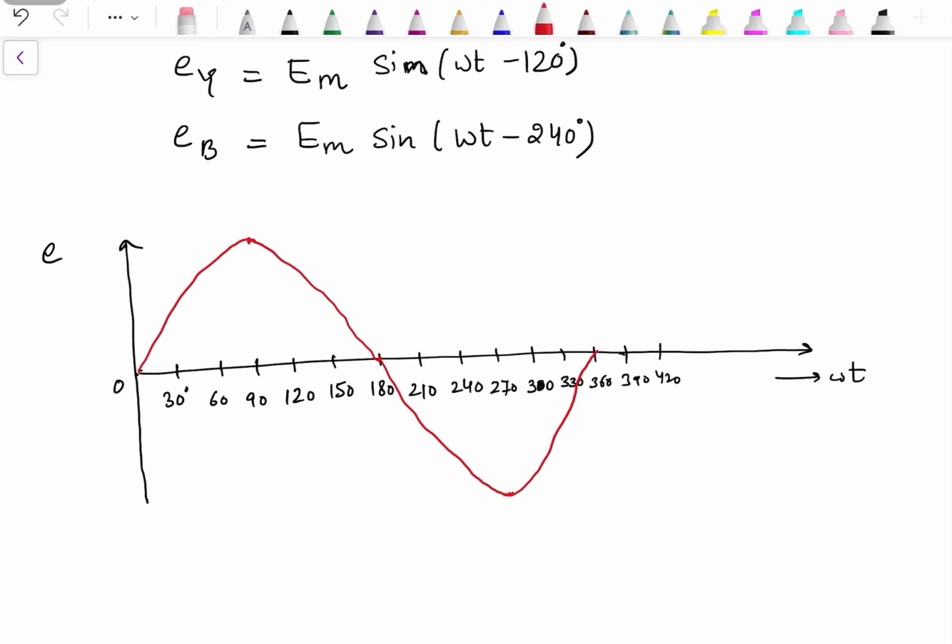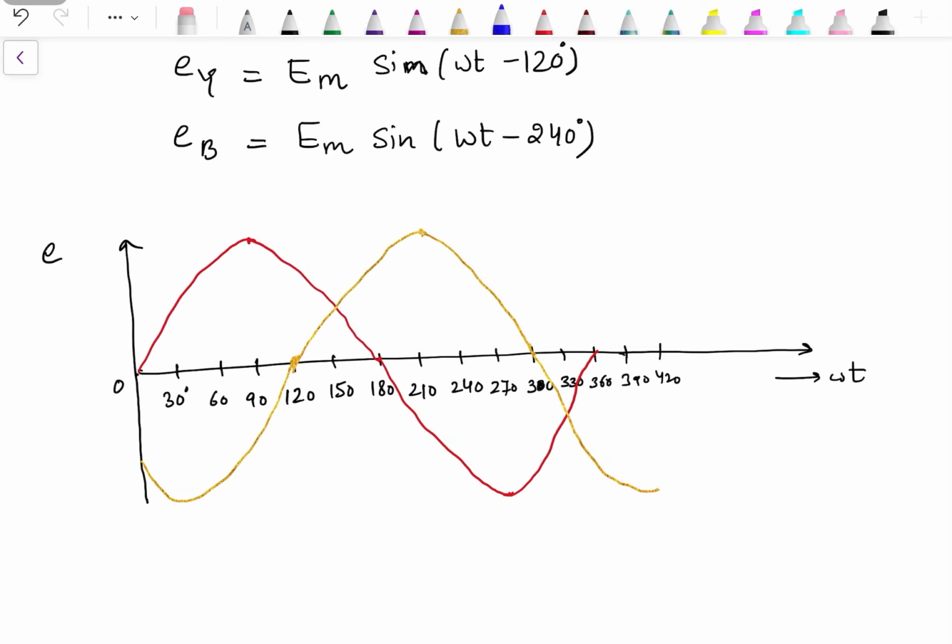Phase B lags behind this by 120 degree. So it means this waveform will have 0 value at 120. At 210, first maximum positive value, then 0 over here, moving like this. So it will have the waveform like this.